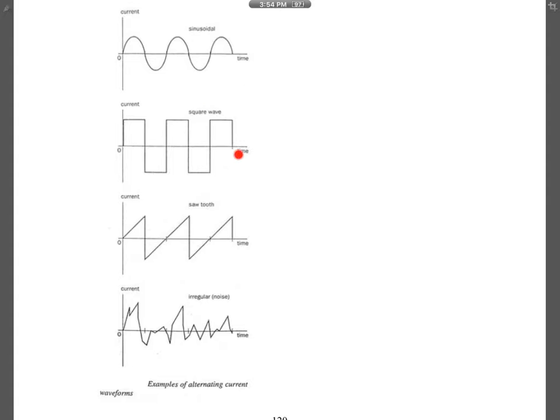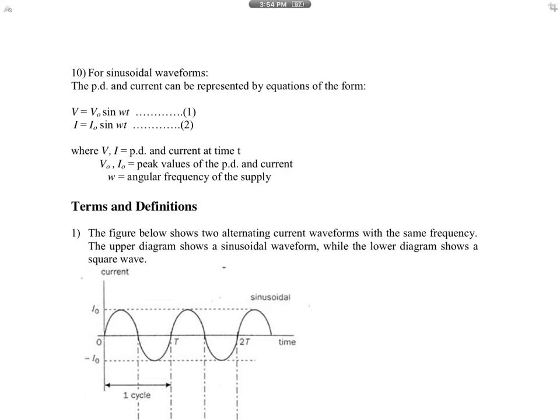So these are the two we're going to learn in our syllabus. These other two are just to show you that there are also different types of AC, but we won't learn the calculation. Like this is noise, this is sawtooth, so this is not in our syllabus. For a sinusoidal AC, we're going to start you off with that first.